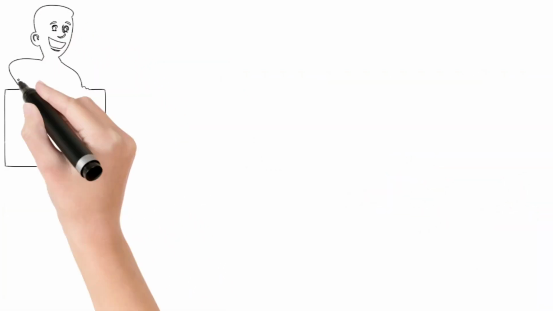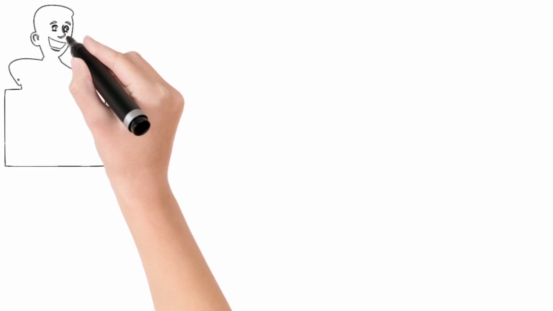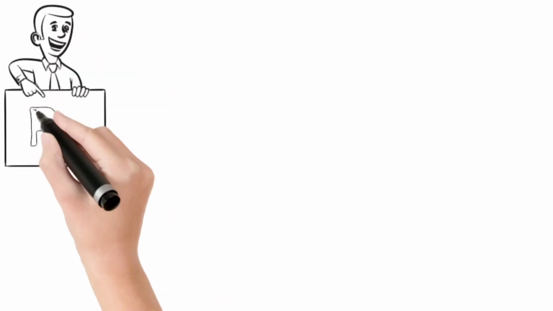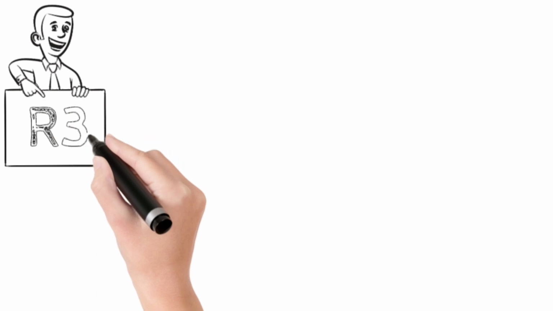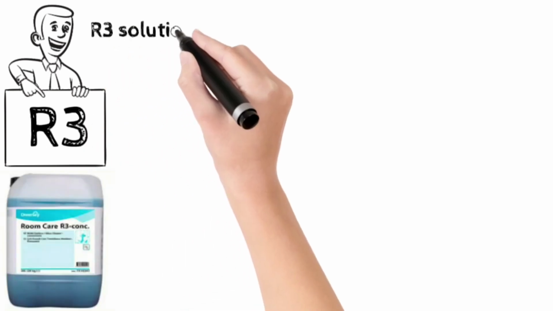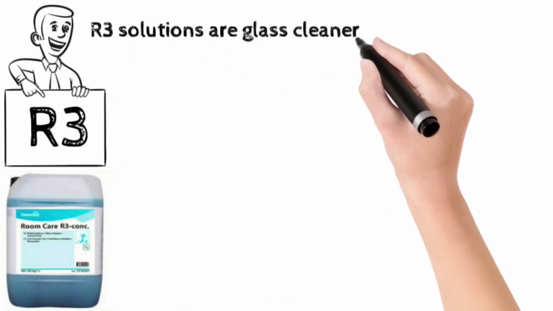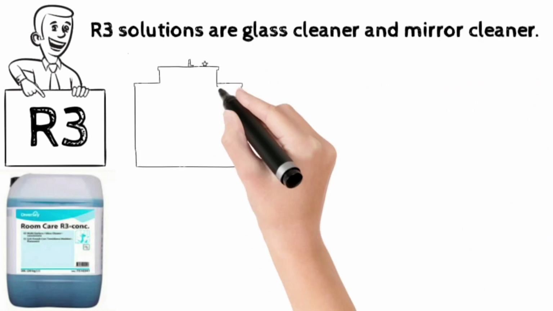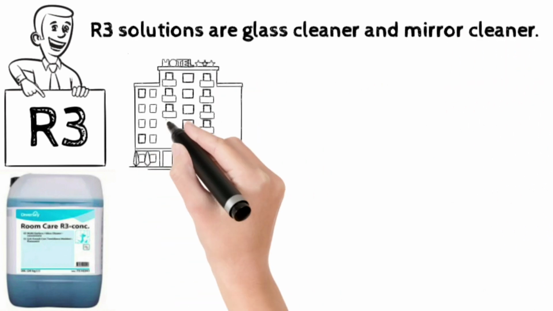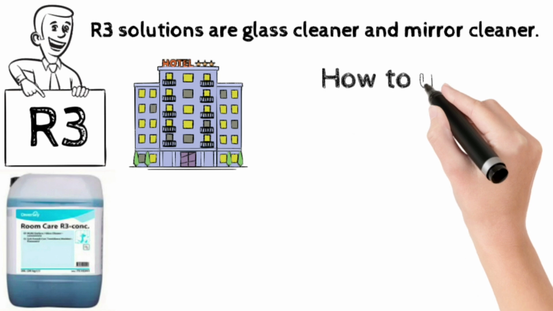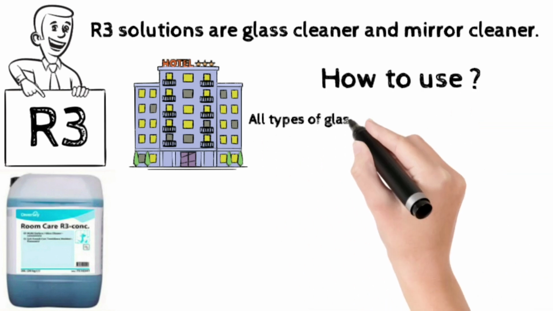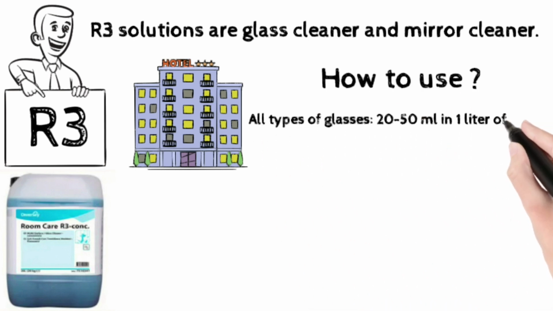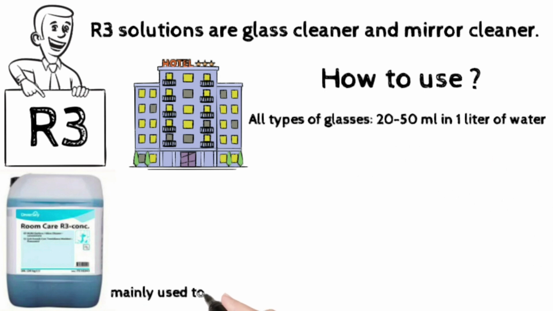R3. What is R3? R3 solutions are glass cleaner and mirror cleaner. These solutions are used to clean glass tables, windows, doors and any glass displays in the hotel. How to use this R3? The container shown has concentrated liquid. To dilute and use, we have to follow the measurements below. All types of glass, 20 to 50 ml in 1 liter of water.